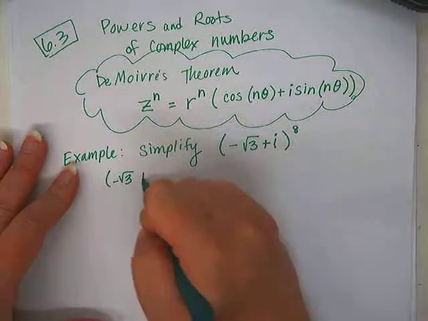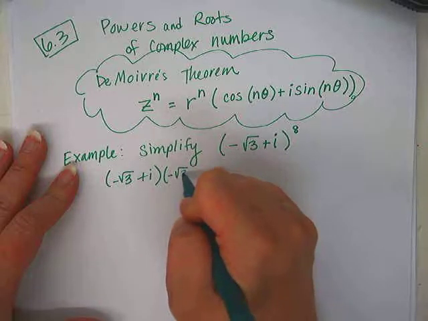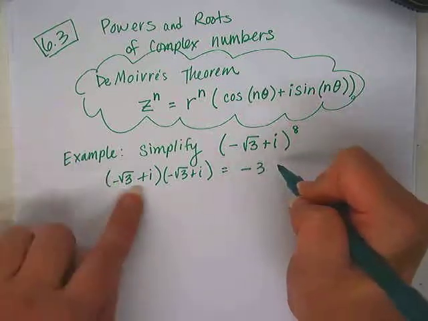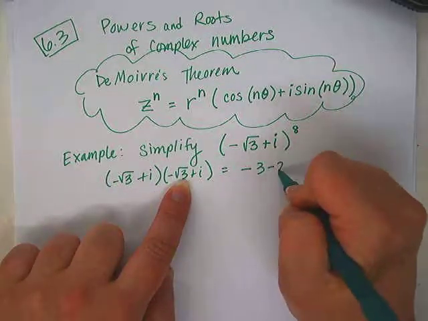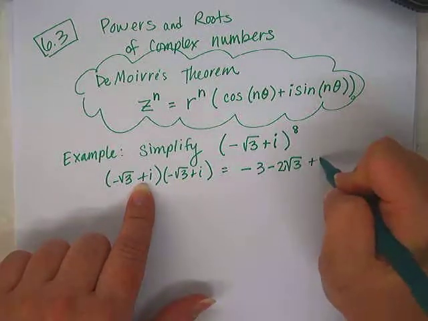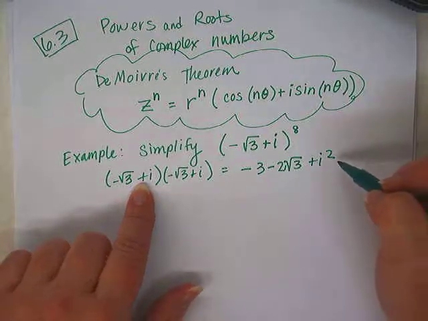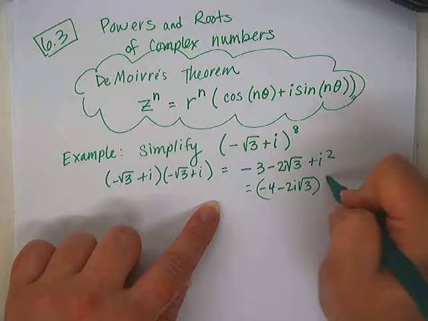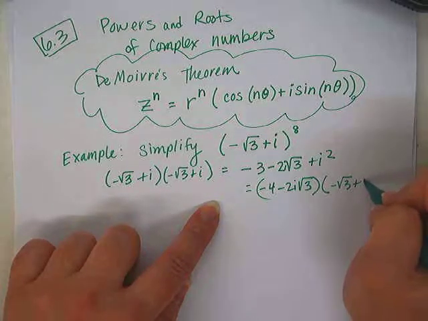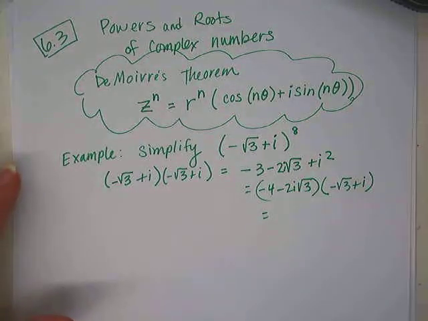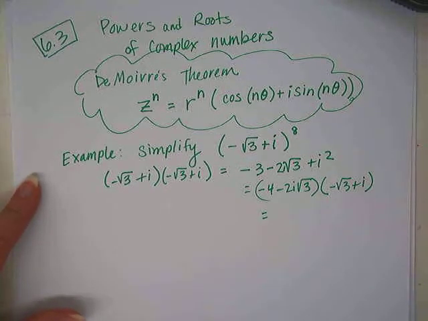You would go negative square root of 3 plus I times negative square root of 3 plus I, and you would get negative 3 minus 2I square root 3 plus I squared, and you would change the I squared to a negative 1, so you would have negative 2 minus 2I square root 3, and then you would multiply negative square root of 3 plus I, and you would keep doing that until you'd multiplied it times itself 8 times.